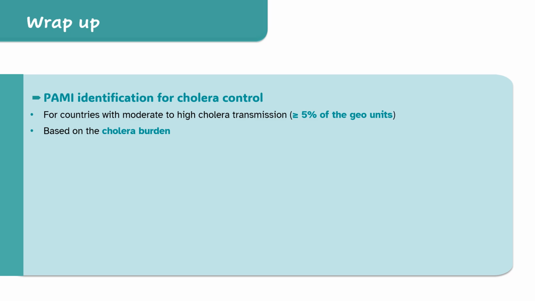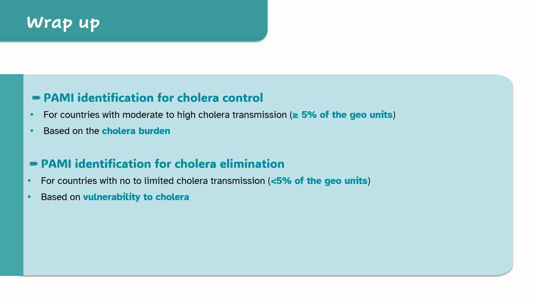As we wrap up this module, here are the important points to remember. PAMI identification for cholera control is for countries with moderate to high cholera transmission. As a guiding principle, these are countries where cholera outbreaks were reported in more than 5% of the geographic units over the past 5 years. PAMI for control are the geographic units with the highest cholera burden in recent years.